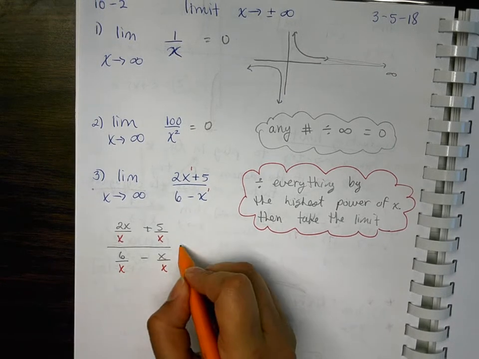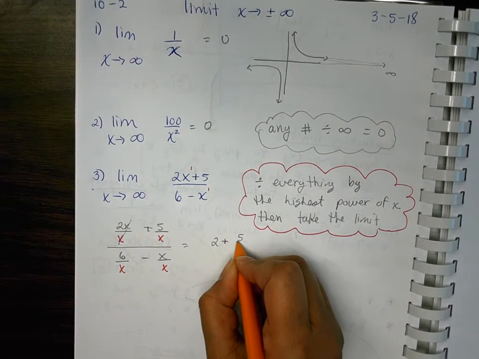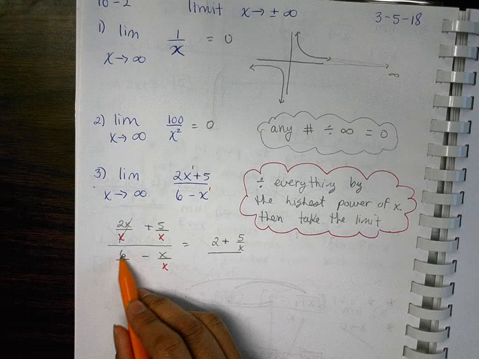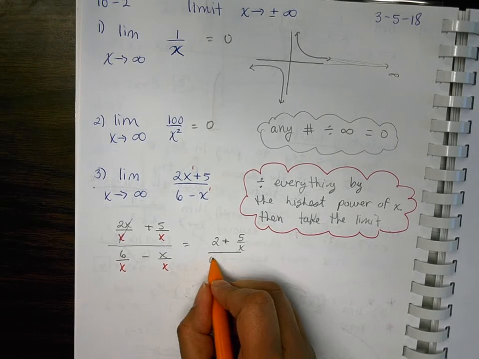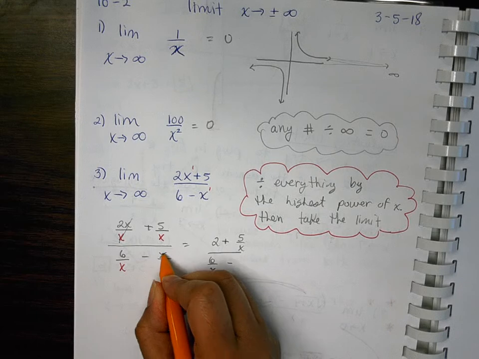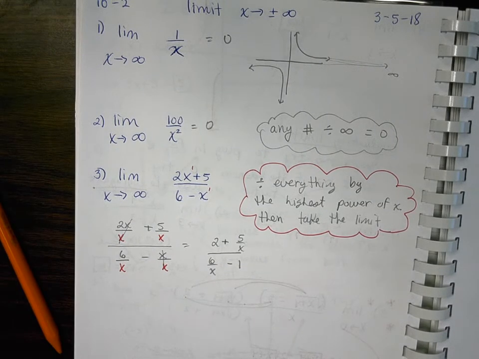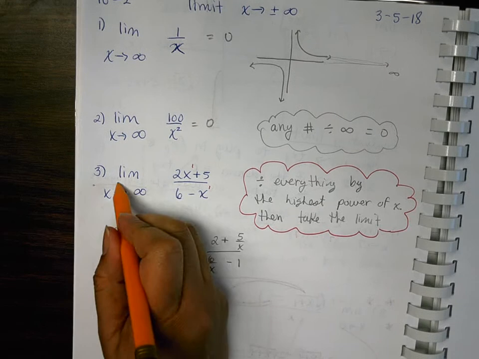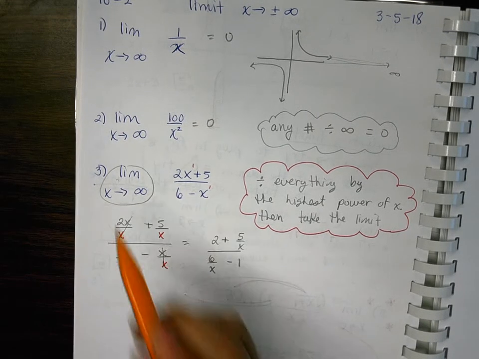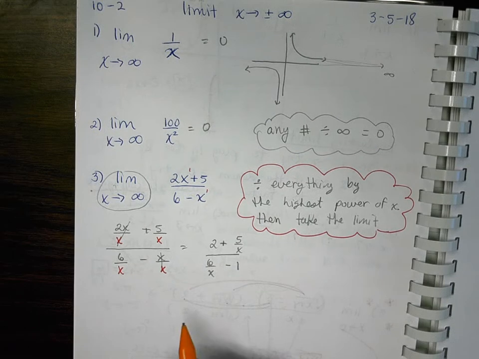Okay, so before you take the limit, of course, we're going to simplify. On the first fraction, what reduces? The x, and I'm left with 2 plus 5 over x. Next one, 6 over x does not reduce. Minus, what does this reduce? Minus 1. All right, and now we're going to take the... Why would it not be 7 over x?